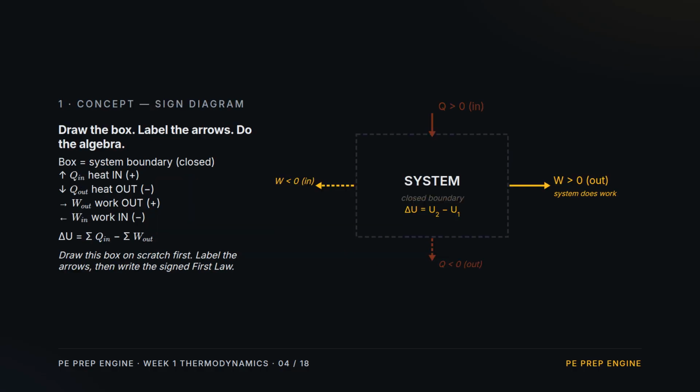The box diagram. Draw this before any algebra. Arrow into the box is positive Q, out is negative. Arrow out is positive W, the system pushing on the surroundings. In is negative. Sketch the box, label the arrows with their signs, then write the first law. Sign errors are the most common way to miss this problem type, and the box eliminates them.